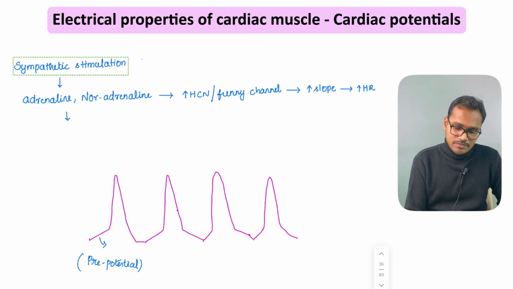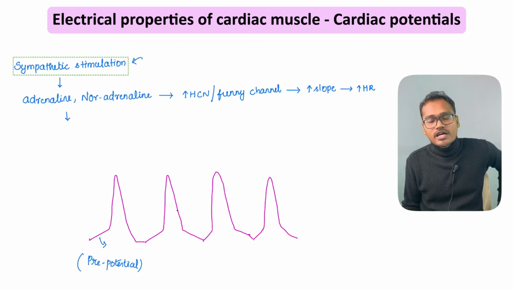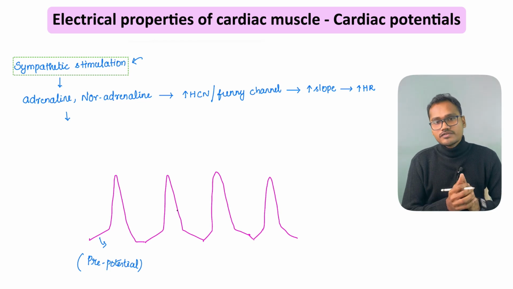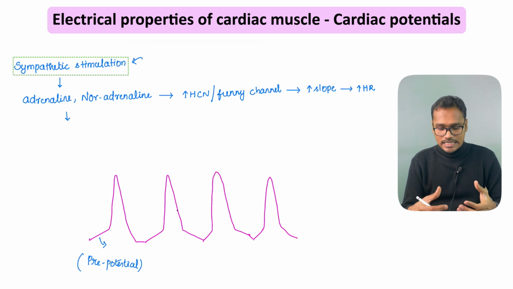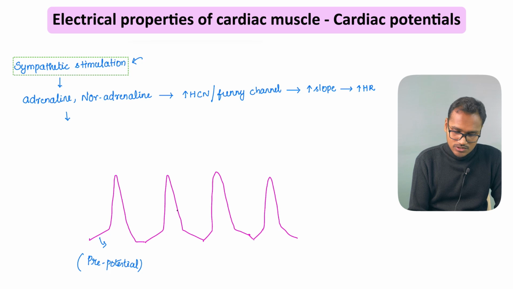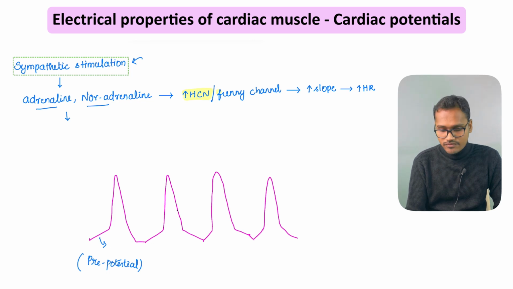Then whenever there is a sympathetic stimulation, all of us know, whenever you are having a high sympathetic activity, you are running, jogging or doing something which leads to a lot of sympathetic activity, what is going to happen to your heart rate? The heart rate is going to increase. How is this heart rate increasing? So adrenaline or noradrenaline, epinephrine, norepinephrine, everything is similar, and they are going to increase this HCN channel, that is the funny channel. Whenever they are increasing the activity of this funny channel, the slope is going to increase, which in turn is going to increase the heart rate.